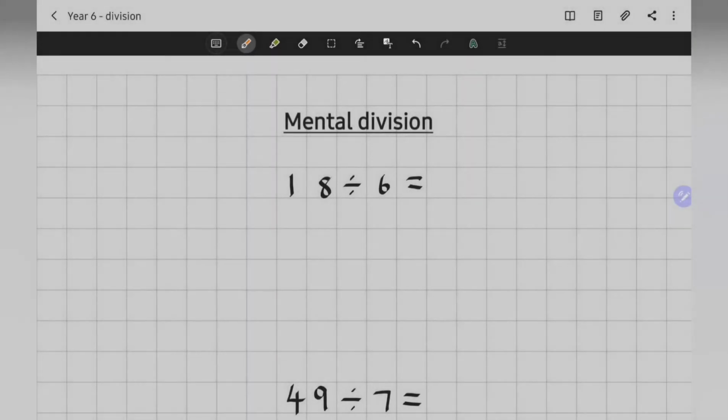In this first division video, we're going to be looking at the short written method for dividing. But before we jump into that, let's start with a bit of mental division to warm up our brains. The first calculation says 18 divided by 6.